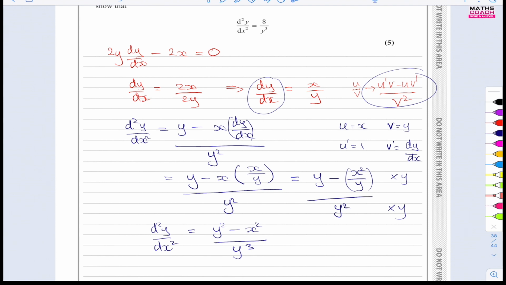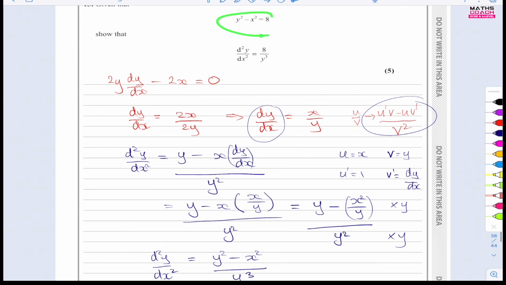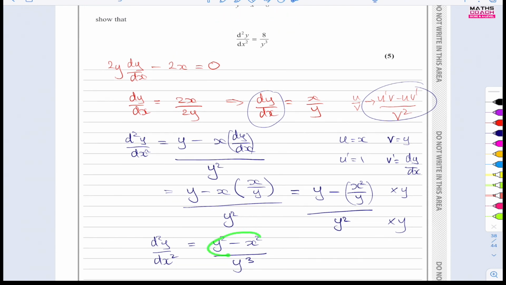And if you note what we had initially at the start, y squared minus x squared is equal to 8. There you go. So this must be 8. So that gives you 8 over y cubed, and we have the expression.